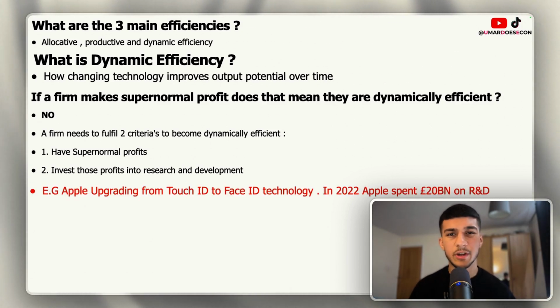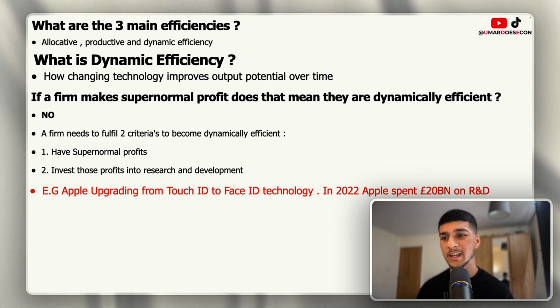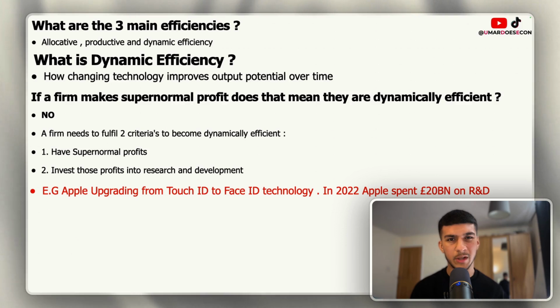And then there's loads of great examples of firms being very dynamically efficient. For example, Apple, like I said before, with the example of Touch ID to Face ID. And in 2022, Apple spent $20 billion on research and development. So it shows the degree to which they are dynamically efficient.